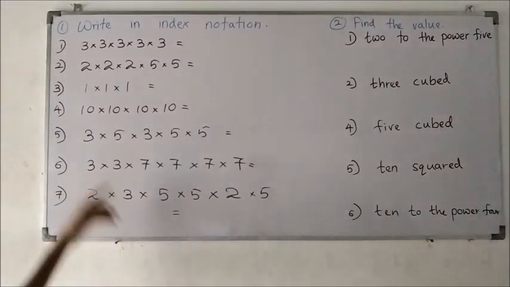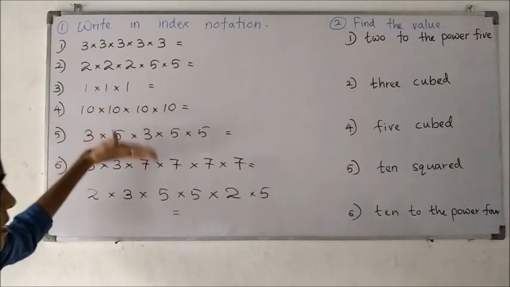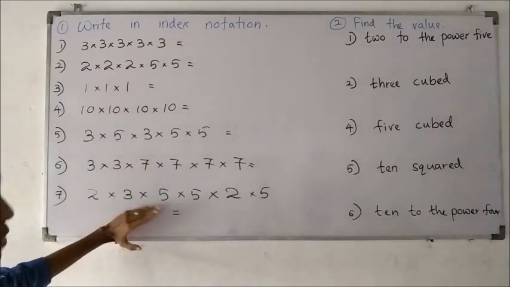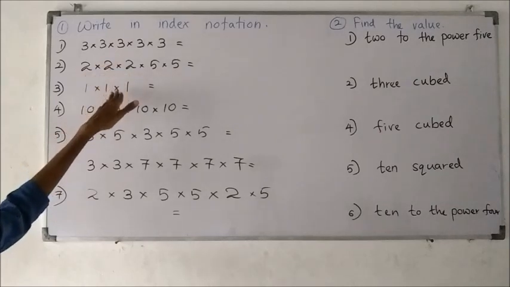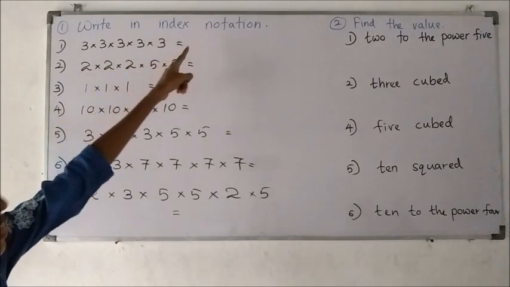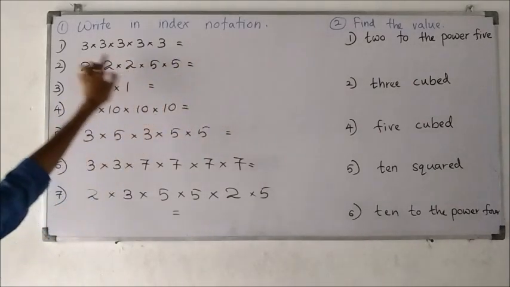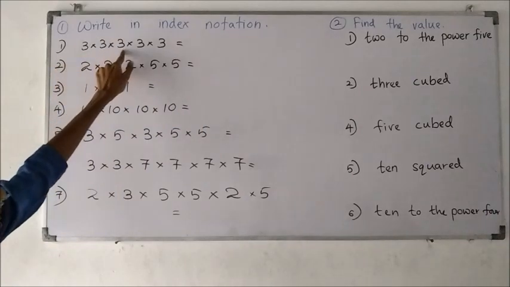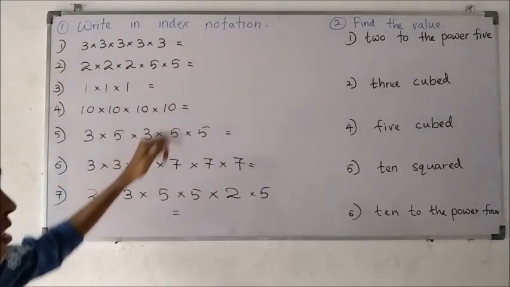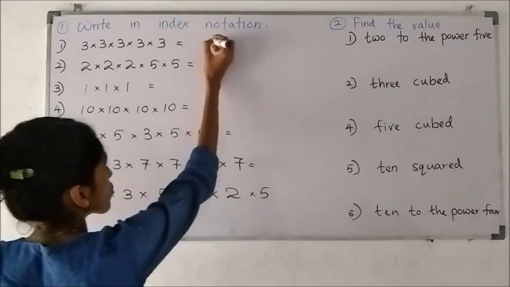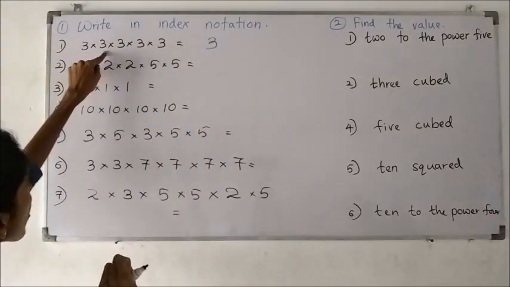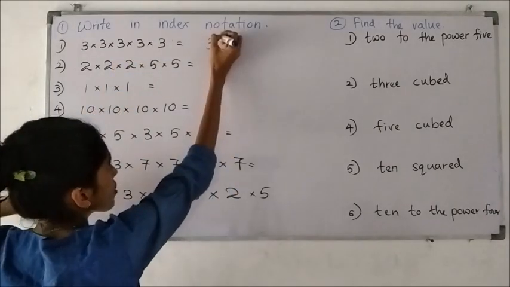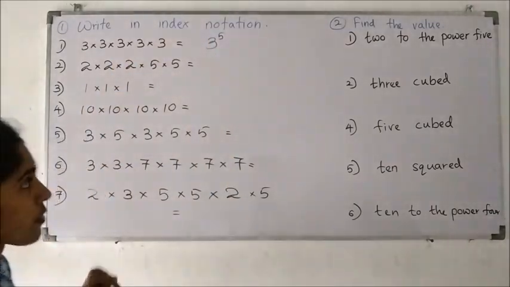See the first one. You are given a few examples as a product. Okay, by expanding you are given this and we need to write it in index notation. Okay, see a single number can be seen, only 3, so we can write this as 3 to the power. 3 is the number which is repeated, and how many times? 1, 2, 3, 4, 5. 3 to the power 5.